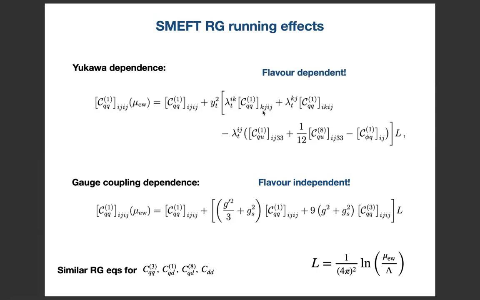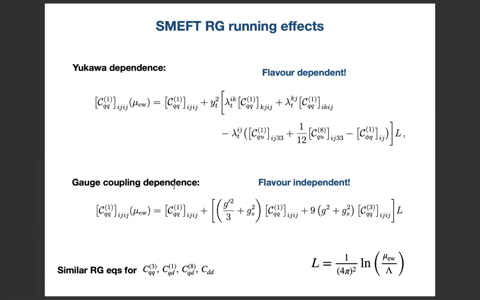Notice the flavor structure, which is not exactly IJIJ at the new physics scale, but at the electroweak scale, you can generate it through the CKM mixings represented by lambda. So this is very interesting: through Yukawa running, you can generate the relevant Wilson coefficient from an entirely different flavor structure at the new physics scale. So this Yukawa dependent running is flavor dependent.